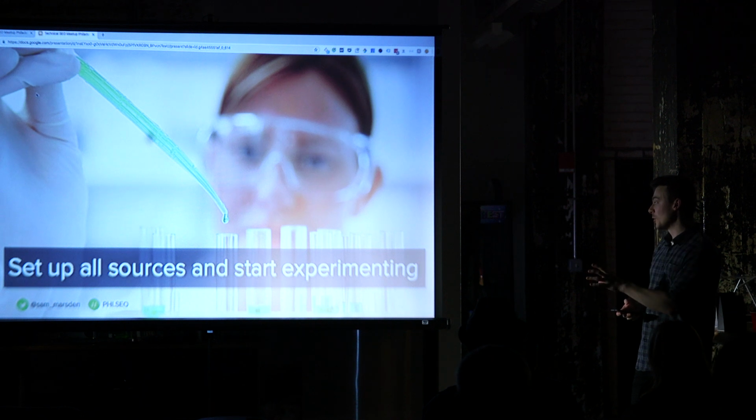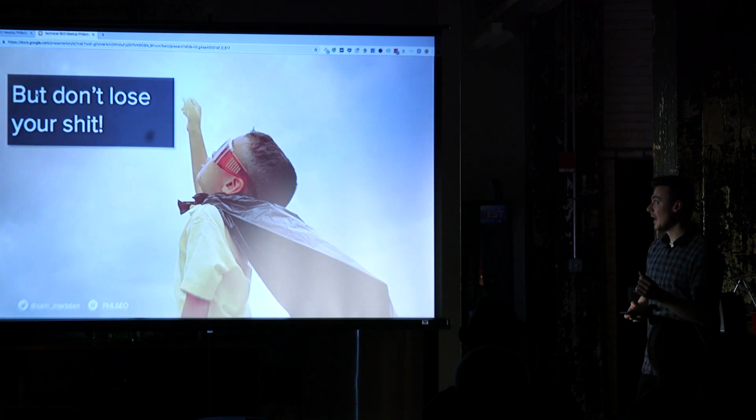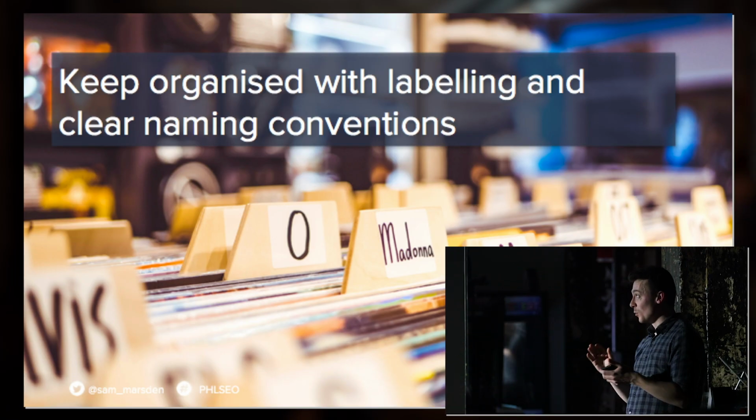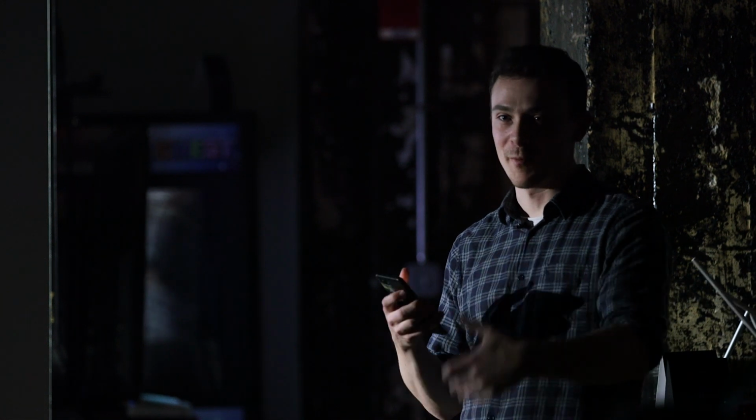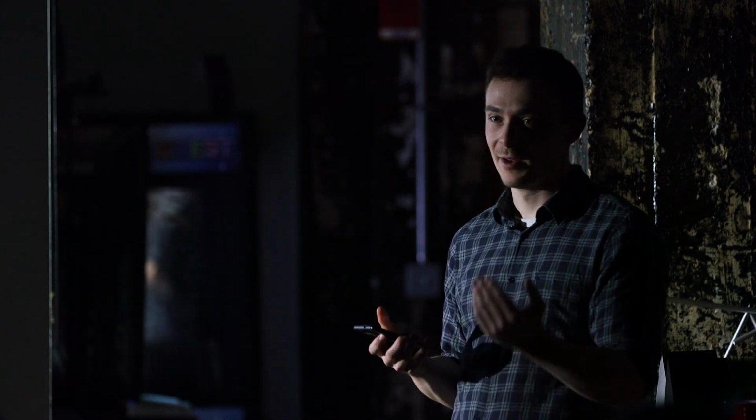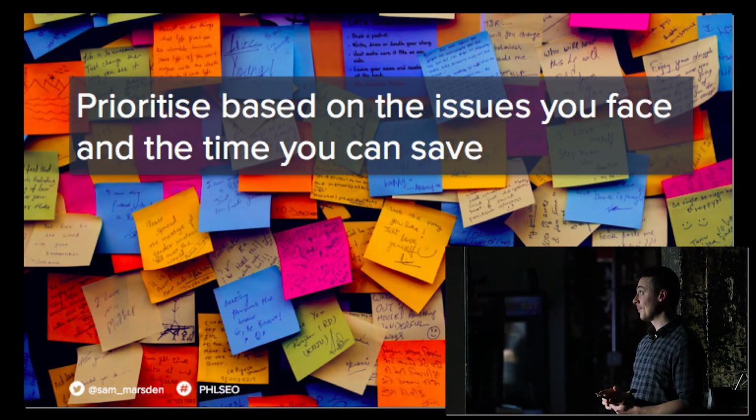So set up all of your sources and start experimenting. Don't lose your shit though. Make sure that you keep things organized with labeling and clear naming conventions. It's boring stuff, but it's something that hurt me when I started off with Data Studio, is that I just got in a bit of a muddle with loads of different data sources and dashboards that didn't really mean anything to me. So keeping things consistent, I really recommend doing that.